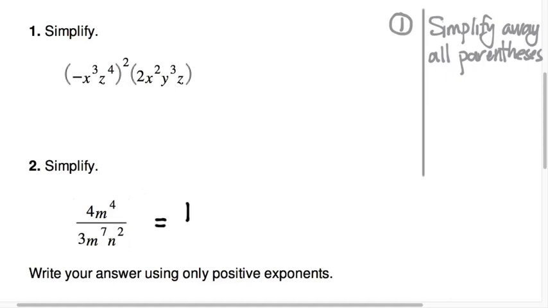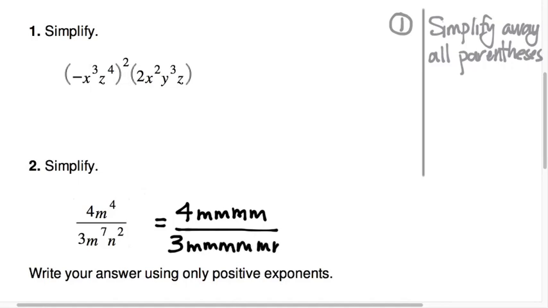When in doubt, you can always expand out the exponentials. m, m, m, m, m, m, m, n, n. Is there anything that we can do to reduce this fraction into lower terms? You're nodding your head. Why?